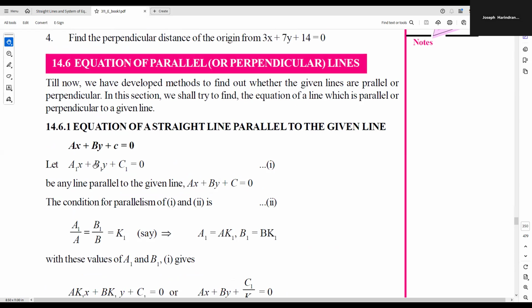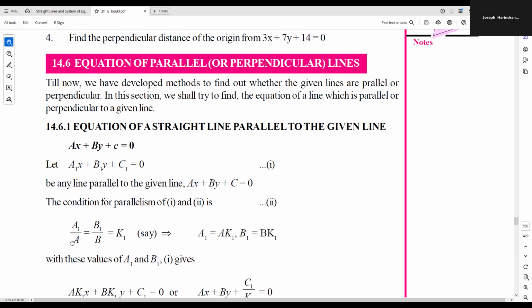That's all. Any line parallel to this given line will always have the ratio of the coefficients equal. C1 by C2 need not be equal. That can be anything. But A by A1 is equal to B by B1 is equal to a constant. This is the condition for parallel lines.